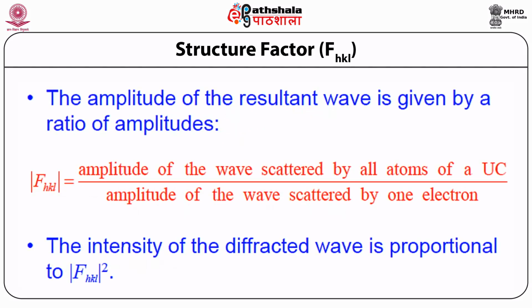So you see here we have defined the structure factor like this: mod of FHKL is equal to the amplitude of the wave scattered by all atoms of a unit cell, divided by the amplitude of the wave scattered by one electron. This is the ratio, and intensity is basically the square of this FHKL. As we know, FHKL is a scattering amplitude, so you need to square it to get the intensity. Now we will take examples and see one by one how to calculate this structure factor.